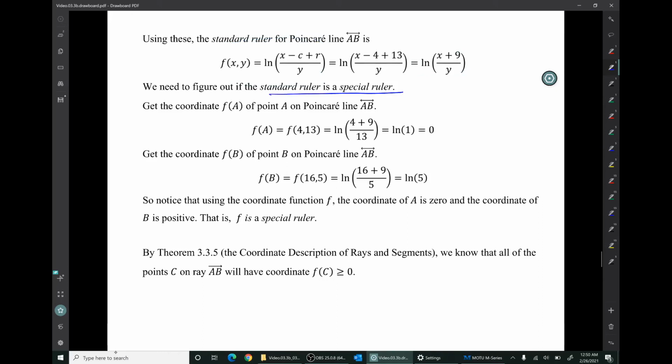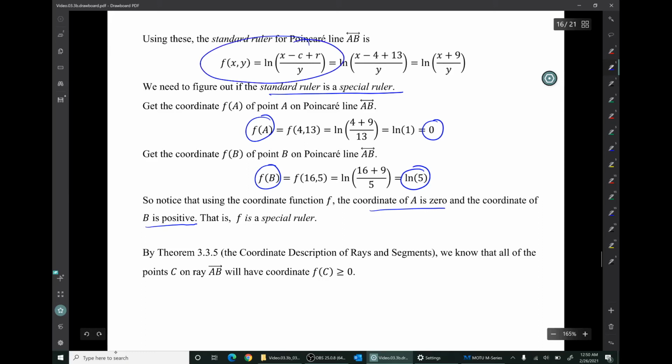Now we need to figure out if that standard ruler is a special ruler. So we compute the coordinate of A using that ruler, and we find that the coordinate of A is 0. We compute the coordinate of B, and we find the coordinate of B is ln of 5. So with that standard ruler, the coordinate of A is 0, and the coordinate of B is positive. So in other words, this ruler that we built, the standard ruler, is a special ruler. So now we can use that theorem. Theorem 3.3.5 says all the points C on that ray AB will have a coordinate f of C greater than or equal to 0.